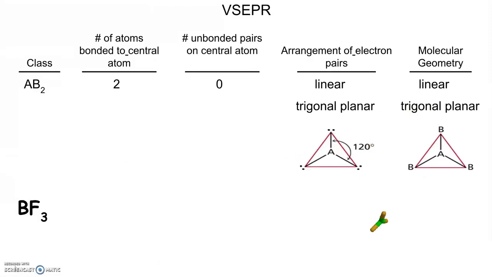Ready for some more? Let's go to it. AX3 has 3 atoms bonded to the central atom and 0 unbonded pairs. Boron trifluoride is an example. It creates a trigonal planar shape, and that will have 120-degree angles on all 3 sides.